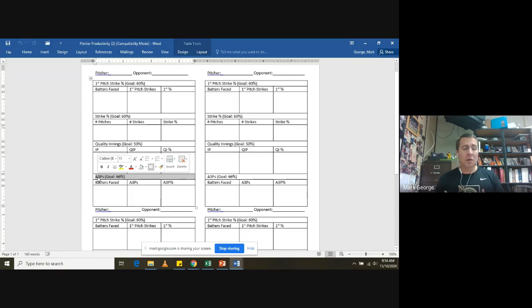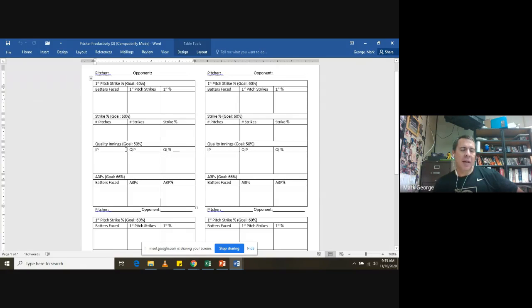As a matter of fact, it encourages them to pitch to contact. But it also puts the added pressure on our defense that we have to make plays. So based off of this chart right here, obviously our pitchers and what they do statistically, they're going to try and throw strikes in their bullpen, and they're going to try and throw first pitch strikes, and they're going to try and get a strike percentage above 60%. And they're going to try and focus on an A3P.